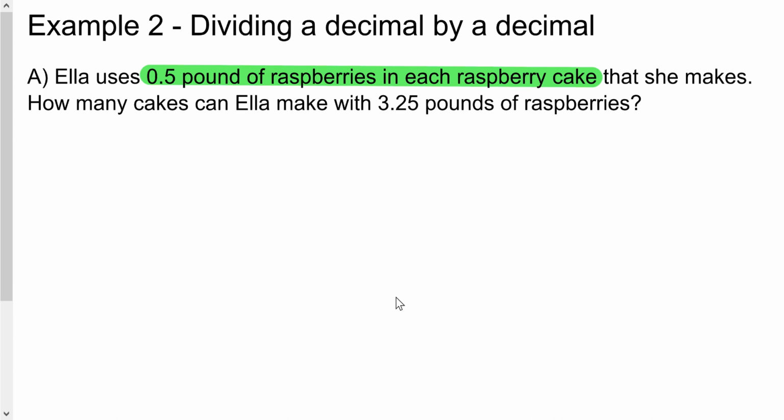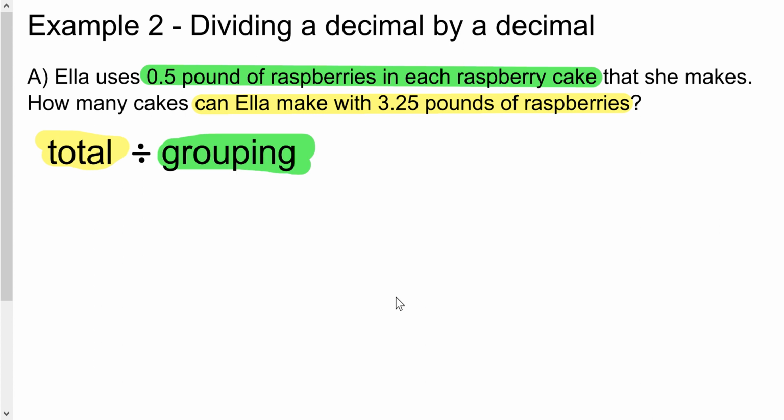How many cakes can Ella make if she's got 3.25 pounds of raspberries to make them with? Okay, well, again, it's this idea of total divided by grouping. The total amount of raspberries she has is 3.25, so I'll put that there. And each one of the cakes that she's going to make would require 0.5 pounds of raspberries, and so that's going to be our grouping number. That's what's going to happen again and again and again.